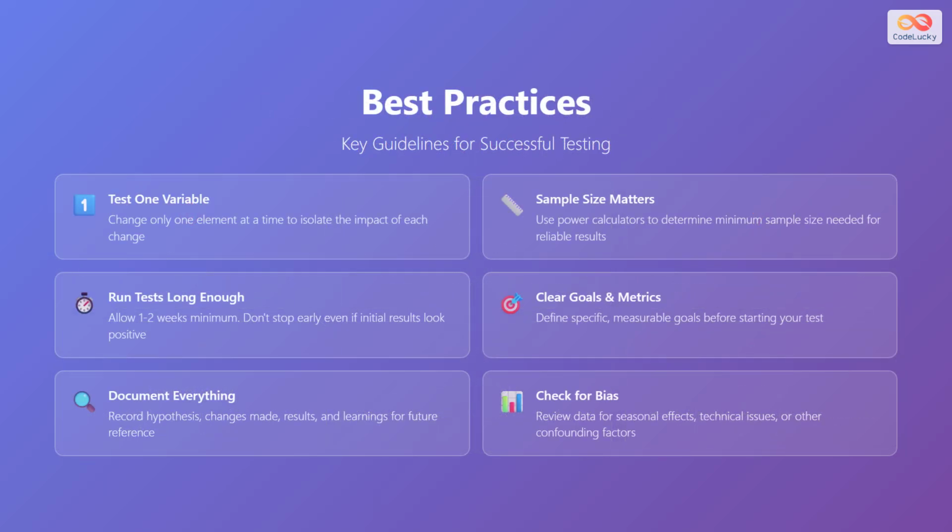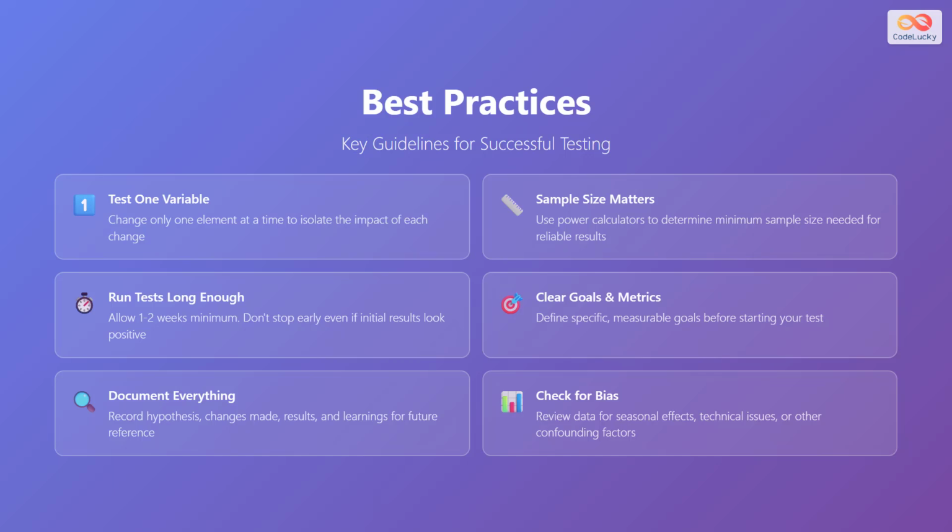To run successful A/B tests, follow these proven best practices. First, test only one variable at a time. Changing multiple elements simultaneously makes it impossible to know which change actually impacted your results. Second, pay attention to sample size. Use power calculators to determine the minimum number of users you need for reliable results.